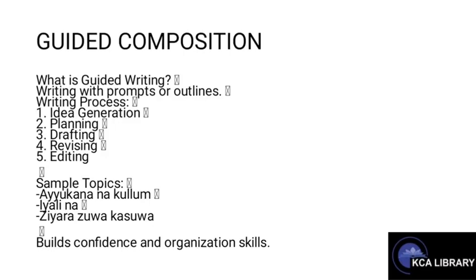The next topic is guided composition. Guided composition involves writing with support, prompts, or outlines provided by the teacher. You're given a topic to write on, but with a guide on how to write it. Writing process. Idea generation, planning. You have to plan on the topic you are given. You have to draft, revise, and edit.